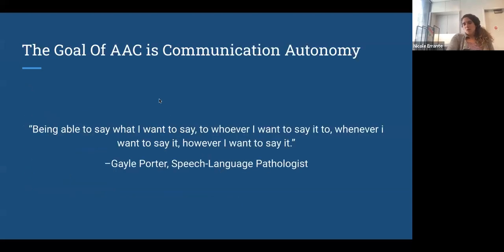This is a quote by Gail Porter. I'm just going to read it because I think it's powerful and important. The goal of AAC, the goal of giving our students these devices, is communication autonomy. It's being able to say what I want to say to whoever I want to say it, whenever I want to say it, however I want to say it.